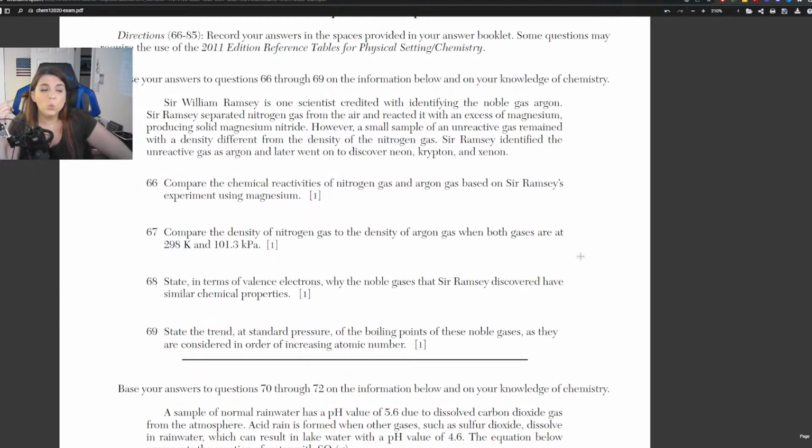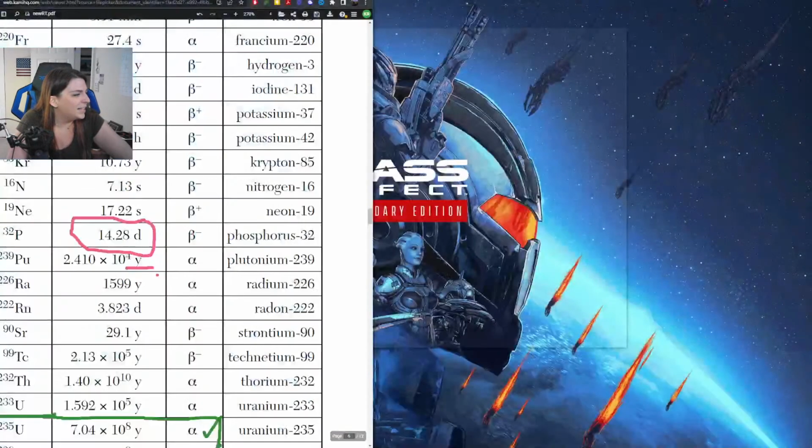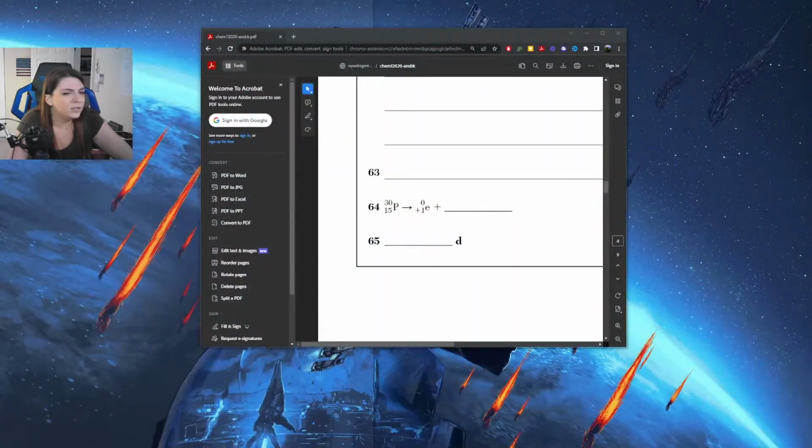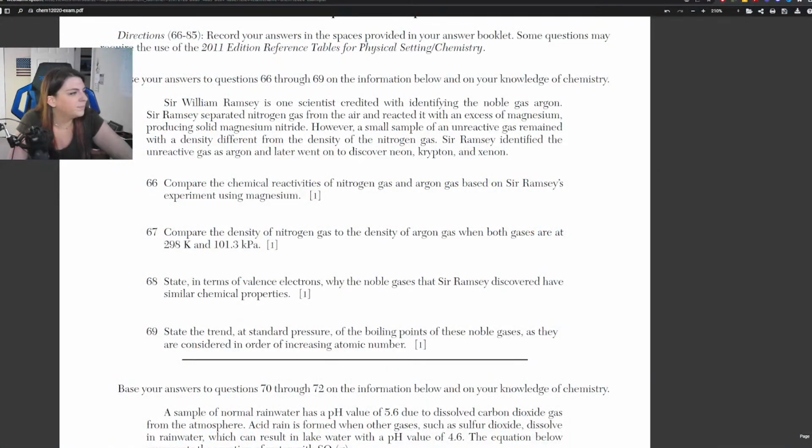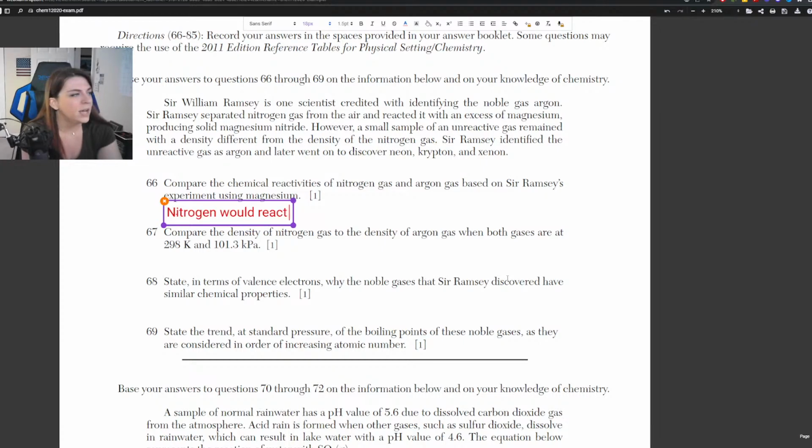Okay, so nitrogen will react with magnesium, but argon won't. And that's it. That is the whole thing. Where is the answer key? I want to see what they have to say. Yep, the exact same thing I just said. I love when that happens. So this one is like reading comprehension. Like, he didn't even have to know any chemistry in order to answer that one. Isn't that nice from a part C? So nitrogen would react, but argon would not. Done.